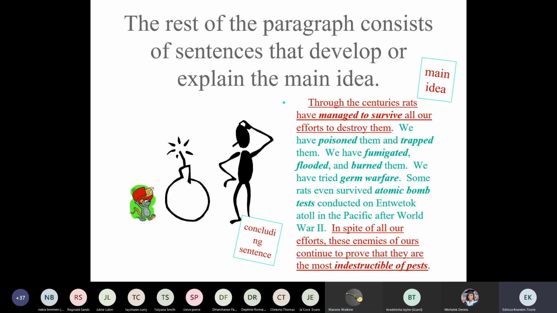So we know what this paragraph will be about simply because the topic sentence gave us the main idea. The topic sentence told us what the paragraph was going to be about. So the rest of the paragraph is explaining how they tried to destroy these pests. Very good, Rory. How did they try to destroy these pests? They burned them, germ warfare. So those are your supporting details.